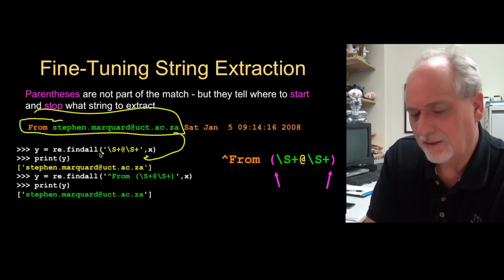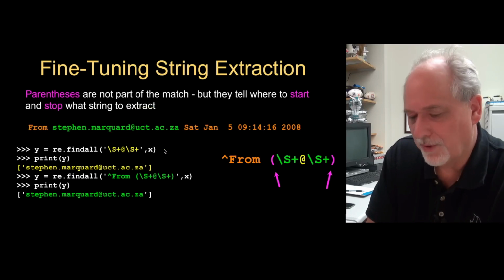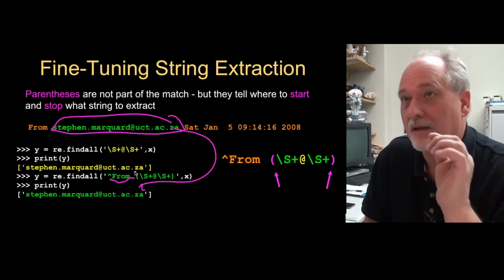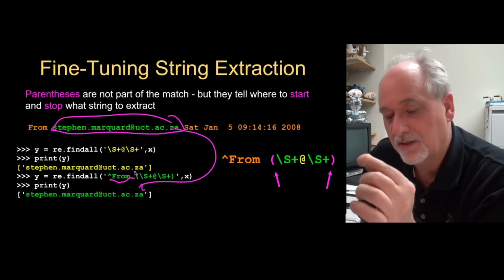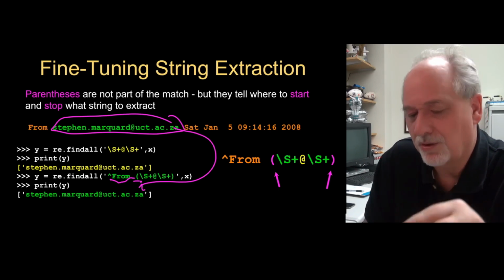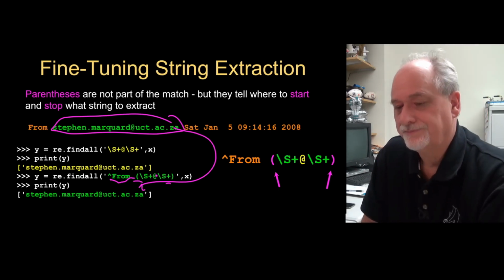Oh wait, no, that doesn't have the from in it. But if you do that with the parenthesis, you match the from, but you only get this bit to come out. So you can add this to make the matching part more precise, but without changing what you get returned, and you specify what you want to get returned with the parentheses.